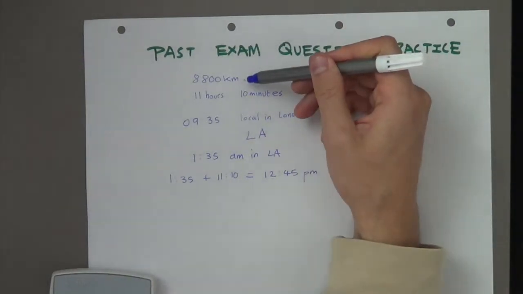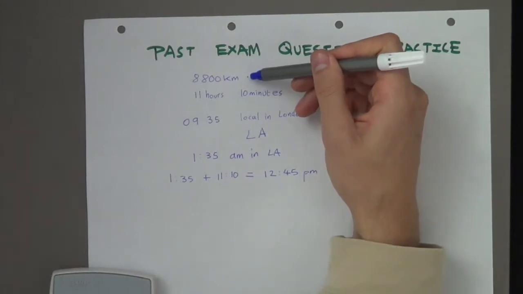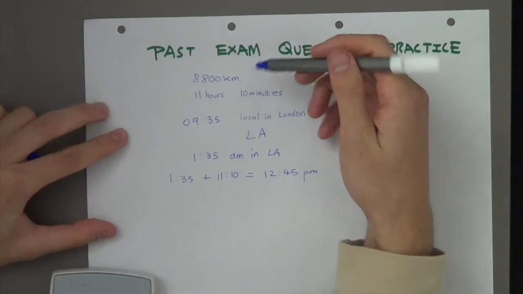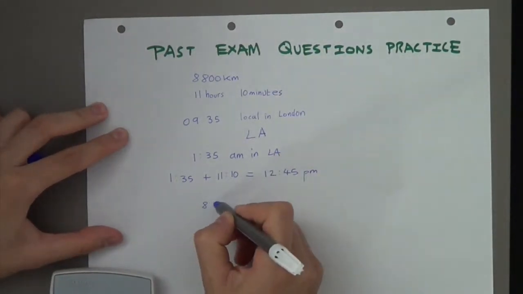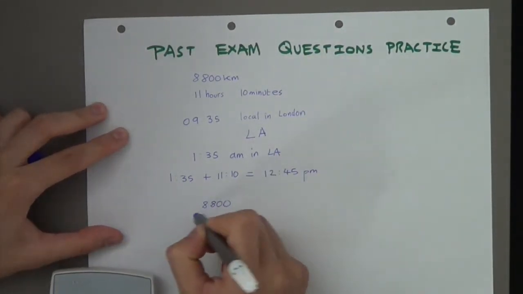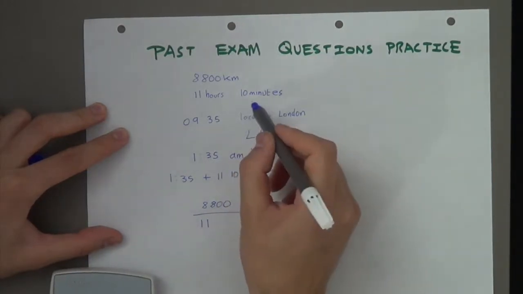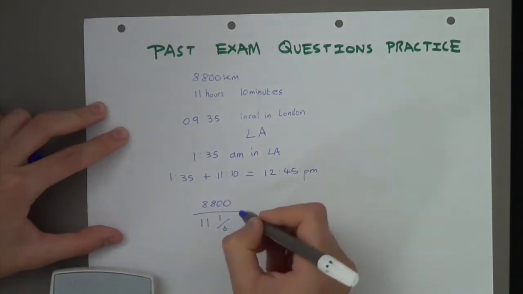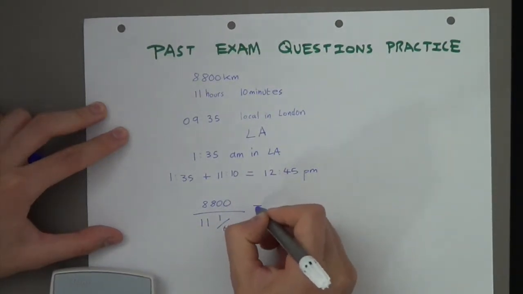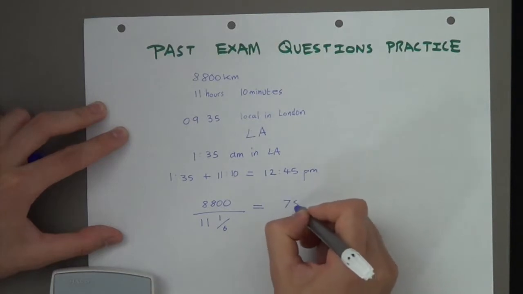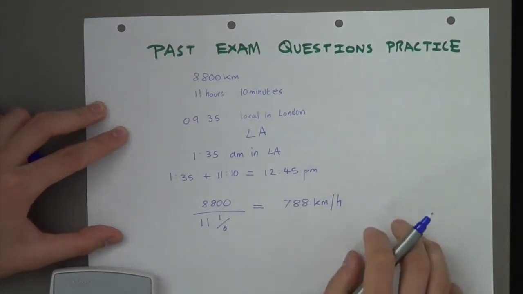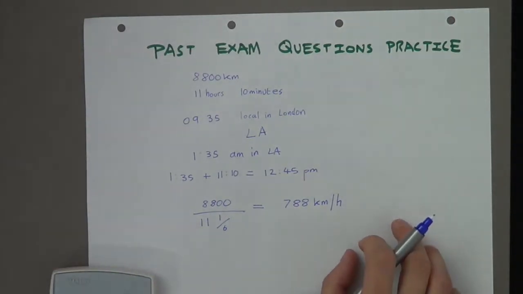Okay? Next one. Work out the average speed of the plane in kilometers per hour. Okay, it's given us the total distance, 8,800 kilometers, and then the time it takes. So all we need to do is 8,800 divided by 11, and then 10 minutes of an hour is 1/6, so 11 and 1/6, okay, and that will give you 788 kilometers per hour, okay, if you did that on your calculator.